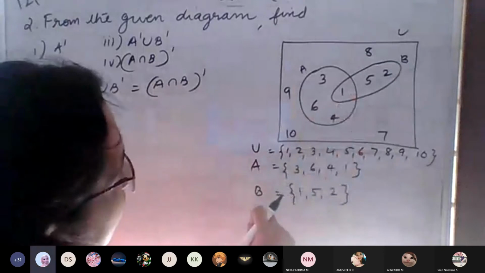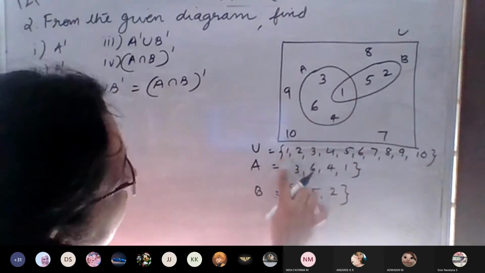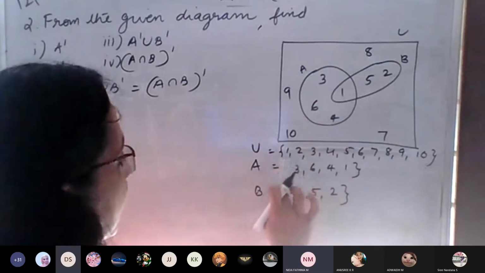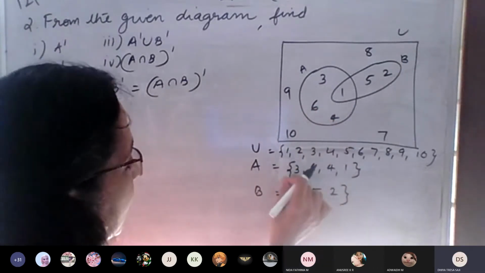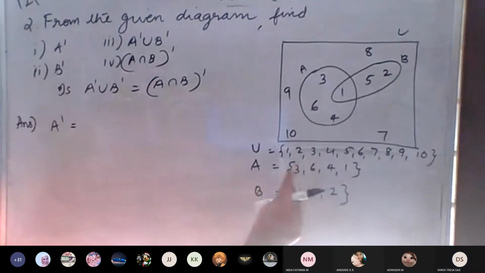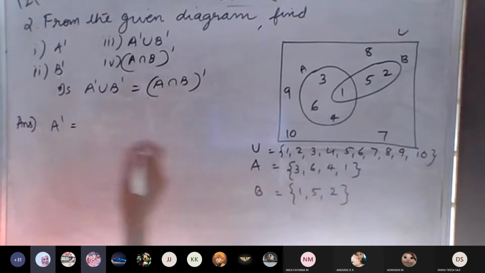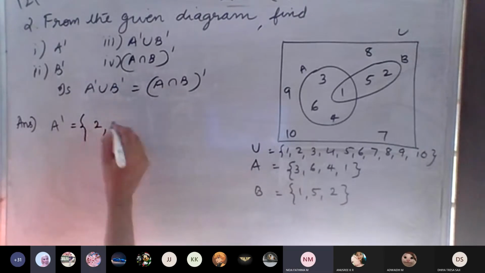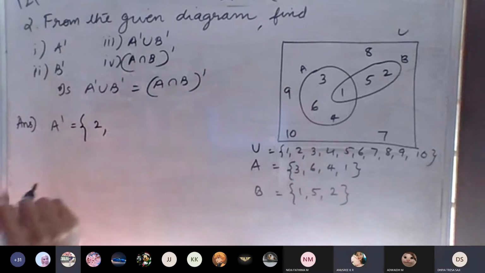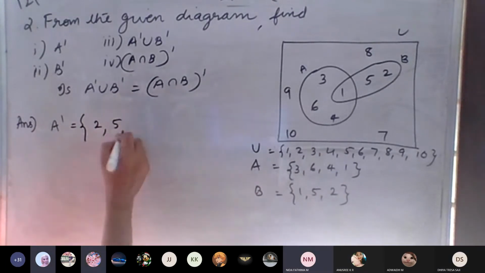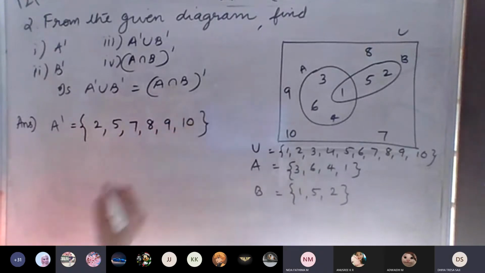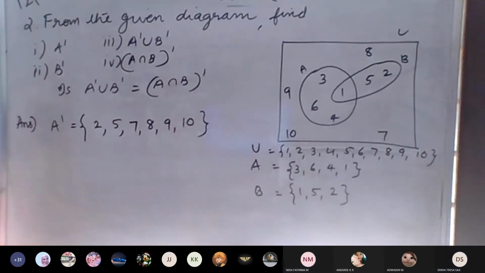We didn't write that one here in this set. Ma'am, we have already written 3, 6, 4, 1. So what about A complement? One is not there. Then A complement is 2, 5, 7, 8, 9, 10.